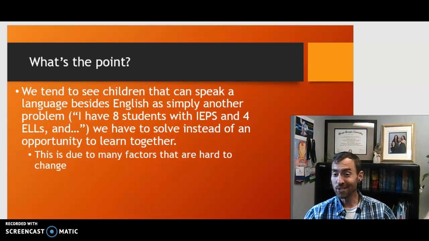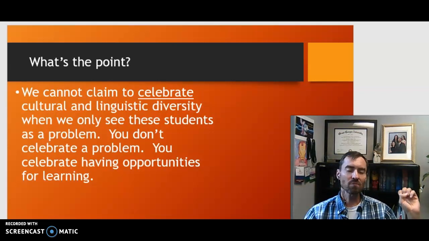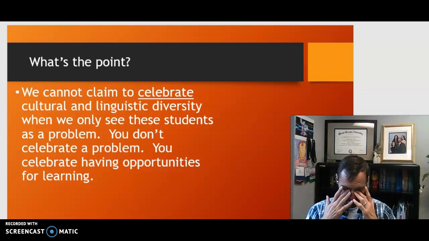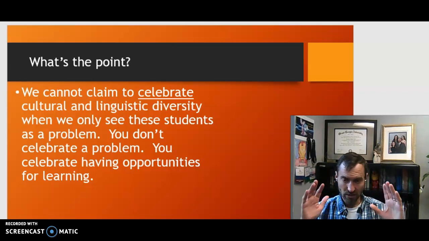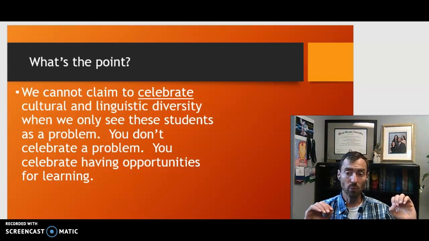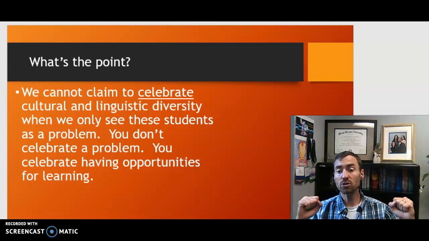Okay, I know I'm getting preachy. But this is a quote that came out of some literature, and I just simplified it. You cannot claim to celebrate cultural diversity and linguistic diversity when you only see the students as a problem. We don't celebrate a problem. We don't go, oh yes, I've got cancer, so glad, right? We celebrate opportunities for learning. We celebrate things that we can do.